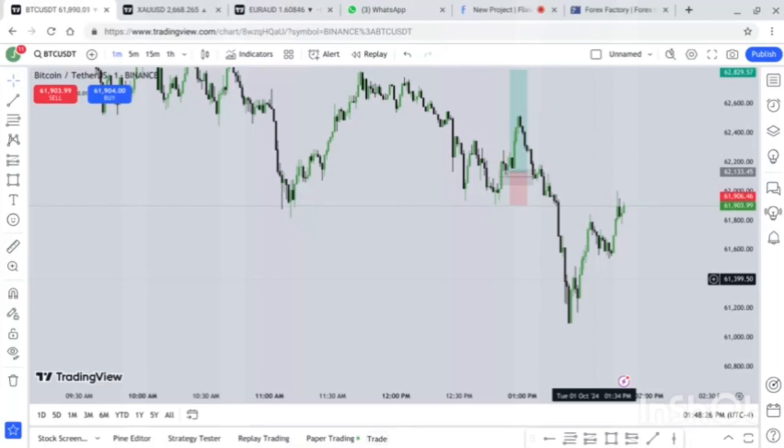Liquidity is money, and the market is hunting for it. Now let me show you something.